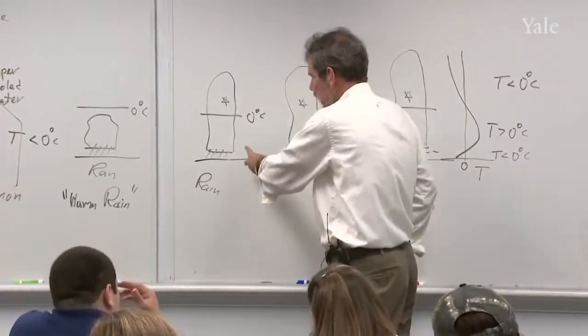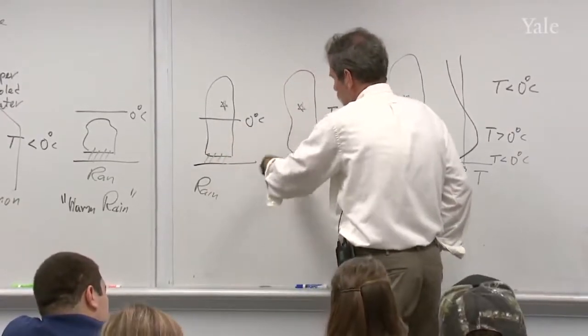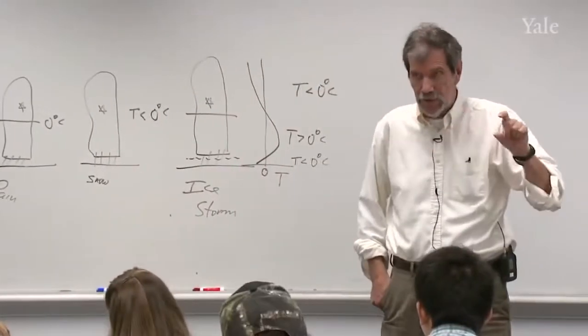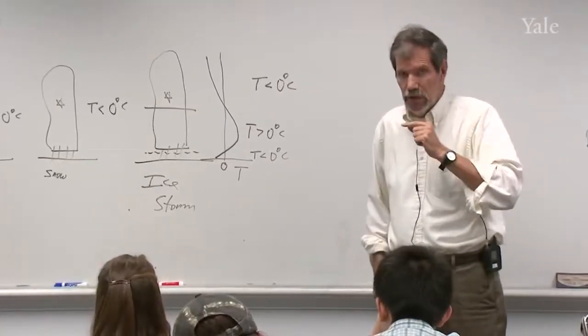But that'd be the special case, where you get just between these two, where the 0 degrees Celsius is just about at the surface of the Earth. Questions on these scenarios so far?